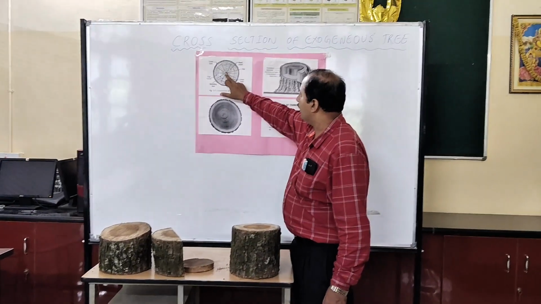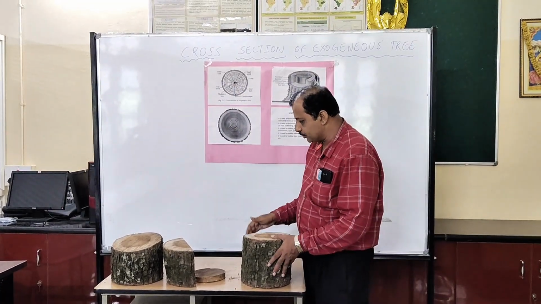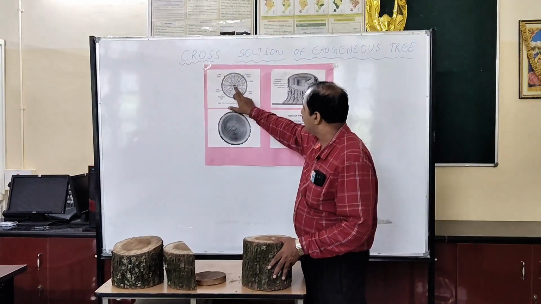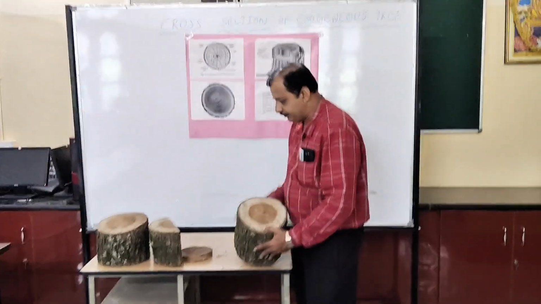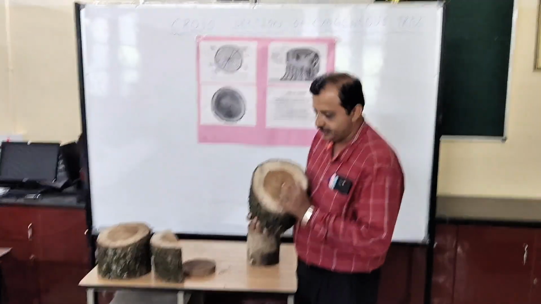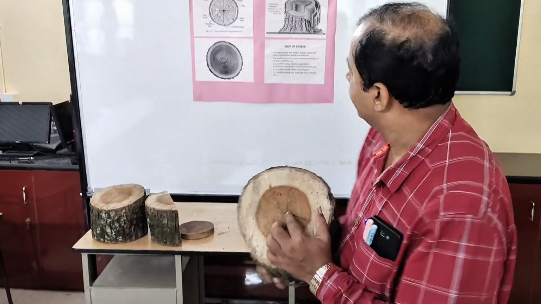The centermost point we call the pith. Pith is the innermost part of the tree. You can also see this is the pith. This is the central portion, we call it a pith.